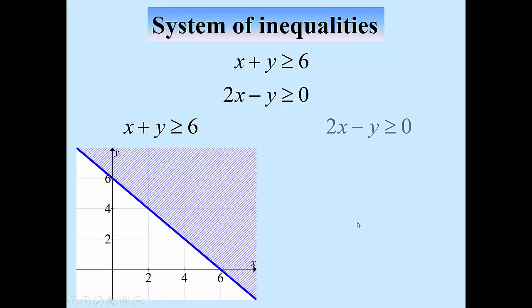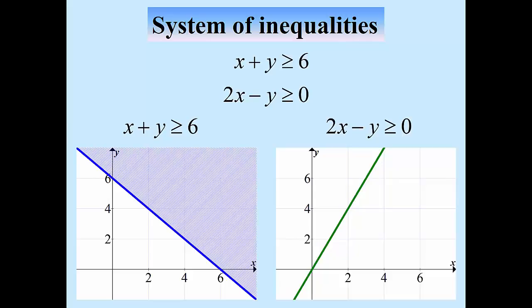Let's take the other inequality and draw its graph. Now that would be the graph of y equals 2x. That's a line that goes through the origin and has a slope of 2. That'll be a solid line because of the equals on the greater than. And now we need to decide which side to shade. If we pick out a point on here, like the point on the y-axis, 0, 2, 2 times 0 minus 2 is negative 2. Is negative 2 bigger than 0? No. So we want to shade the bottom part of the line.